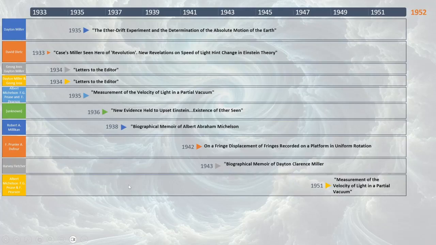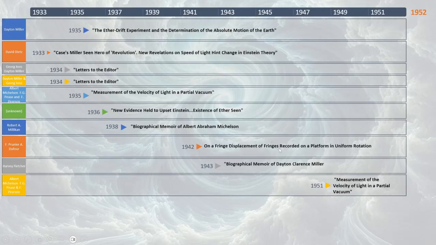And we have new publications coming up all the time. 1936, new evidence held to upset Einstein, existence of the ether seen. That's weird. This is well after they've already been disproven, so I don't know what they're all so worried about. We have 1938, Robert Millikan, biographical memoir of Albert Abram Michelson. Again, his work and contribution as the most influential experiment of all time. That's what the Michelson-Morley experiment is.